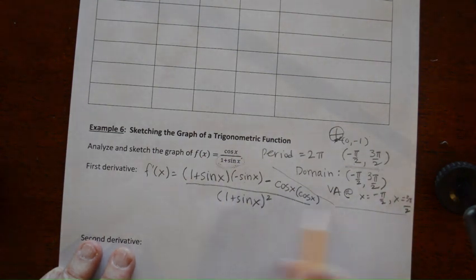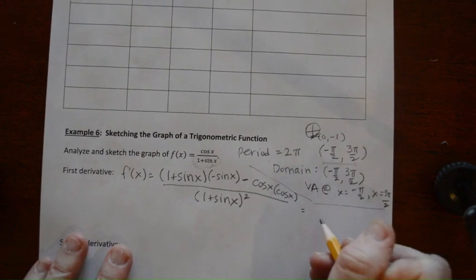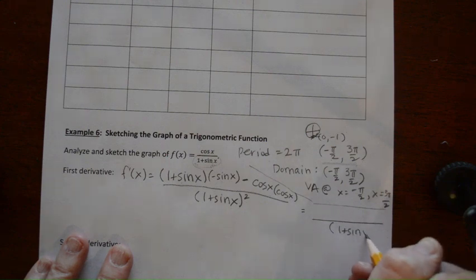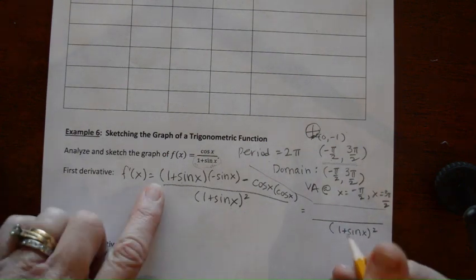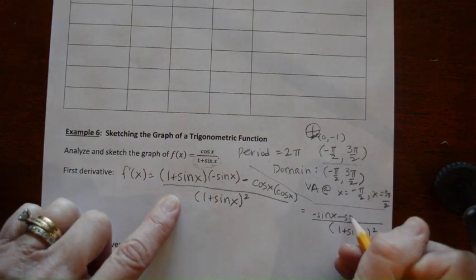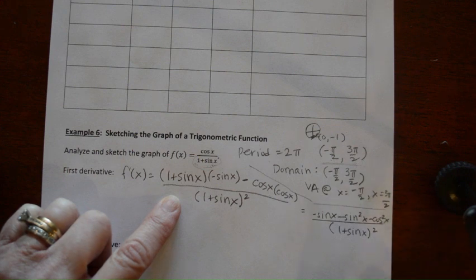All right, let's multiply that out. We'll multiply the negative sine x through, and we'll multiply these two together, and we're going to end up with the derivative is, we've still got that 1 plus sine x squared in the bottom, but now we're going to have negative sine x minus sine squared x minus cosine squared x.